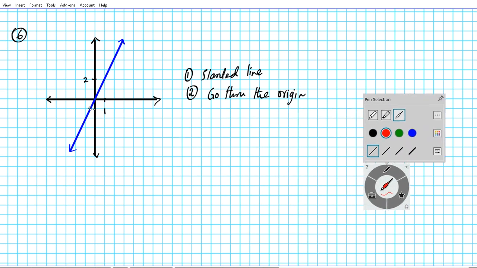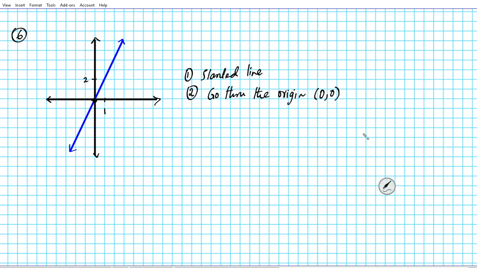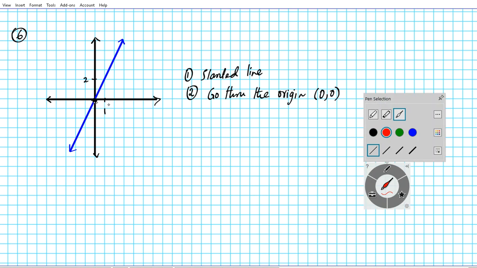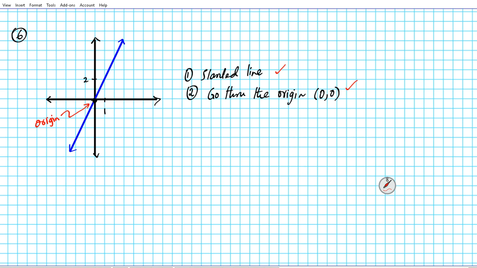What's the origin? The origin is the point 0, 0, the point where the x and y axes intersect. There goes your origin right there. In this particular case, we see that the line goes through the origin, and the line is slanted. So check, check. This is a direct variation.